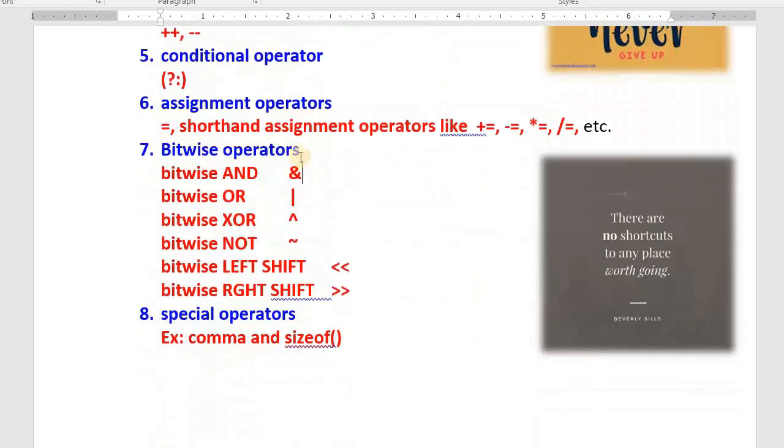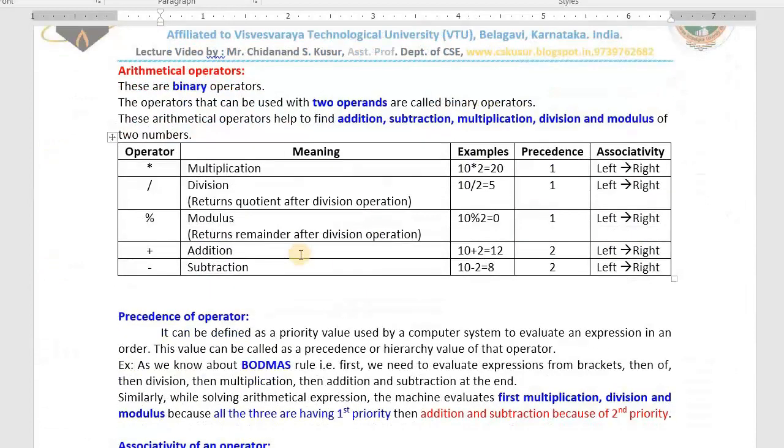Then to work with low level data, we use bitwise operators. Bit means binary digit. Bitwise and, bitwise or, bitwise exclusive or, bitwise not, bitwise left shift, bitwise right shift. I teach you all, very important. Special operators I teach at the end: comma and sizeof. Okay, I start with the first one, arithmetical operators.